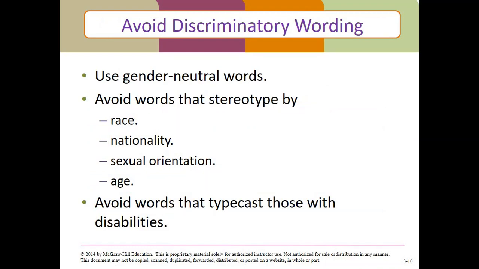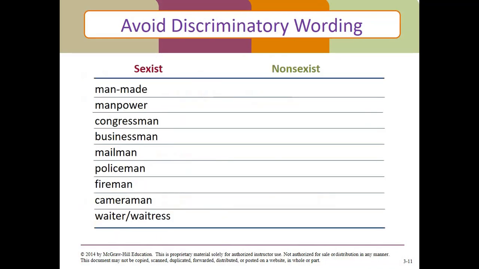In case of communication, you should be very careful about gender, race, or any types of word which typically represents any sort of disabilities. So now let's look at some example. If you look at the left side, which is the sexist, and right side, the right side will contain non-sexist words: man-made, manpower, congressman, businessman, mailman. All of these words are indicating male, or the final one, waiter, waitress. This also indicates either male or female.